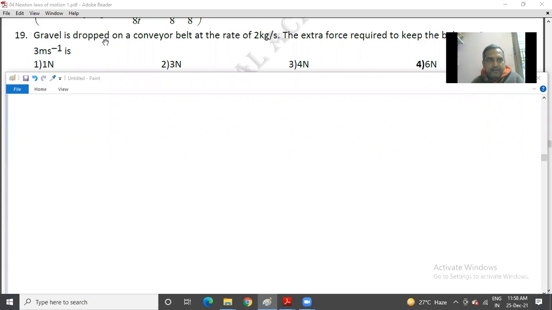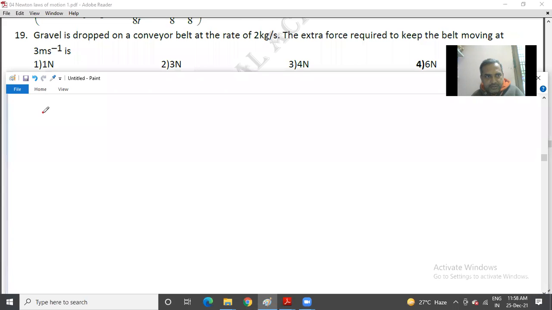First question: gravel is dropped on a conveyor belt at the rate of 2 kg per second. We need to find the extra force required to keep the belt moving at a constant speed of 3 meters per second. In the previous session, we got the formula for variable mass, F equals dm by dt times velocity. Now in the present question, dm by dt is given as 2 kg per second and velocity is 3 meters per second. So the answer is 6 newtons. This is the force required to keep the belt moving. The fourth option is correct. Let us move to the next question.